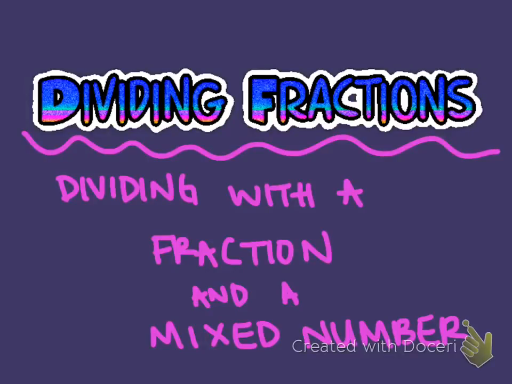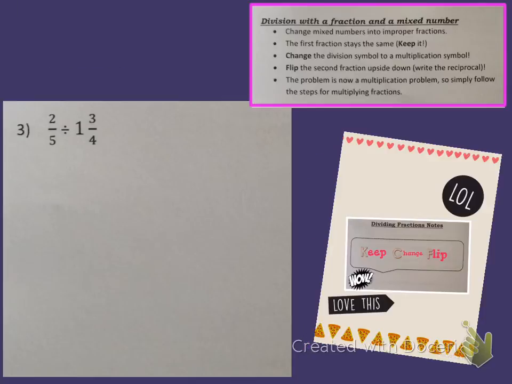In this video, you will learn how to divide with a fraction and a mixed number. There's really only one extra step when you have a mixed number in a fraction division problem, and that is simply to change the mixed numbers into improper fractions first. So in this problem, 2/5 divided by 1 3/4, we have to change the 1 3/4 to an improper fraction.